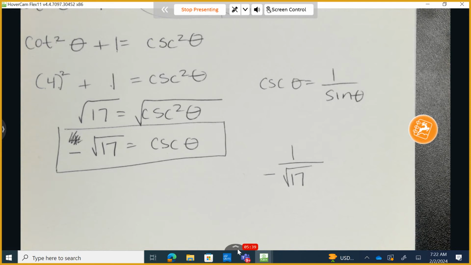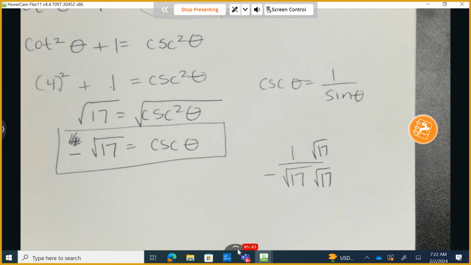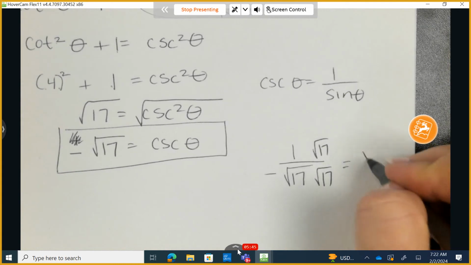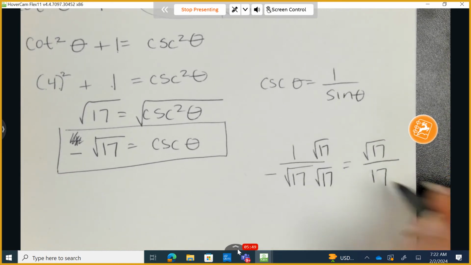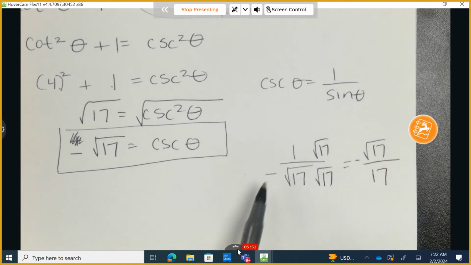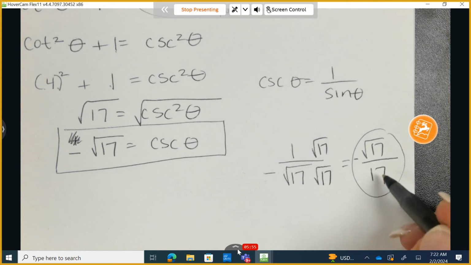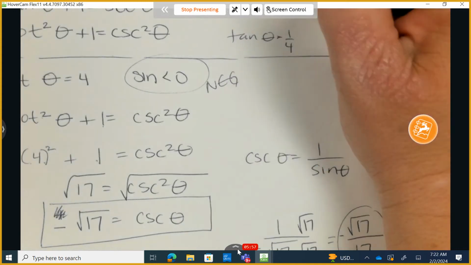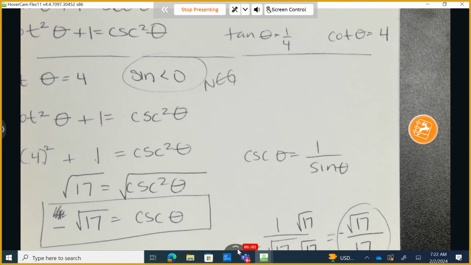Mathematically, that's not wrong. It's just not proper. So I'm going to multiply both the top and the bottom by the square root of 17. I'm left with the square root of 17 over square root of 17 times the square root of 17 is simply 17, and then we do have a negative sign. It doesn't matter if the negative sign's on top, on the bottom, or in the middle, as long as there's 1. This will be the sine. So negative radical 17 over 17.